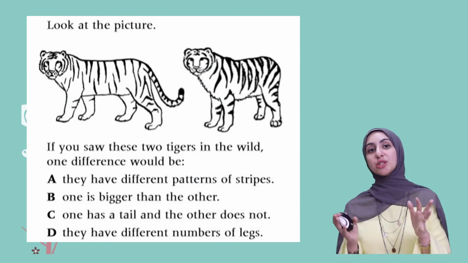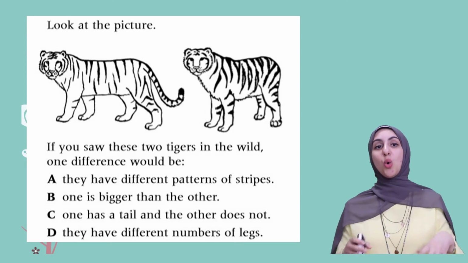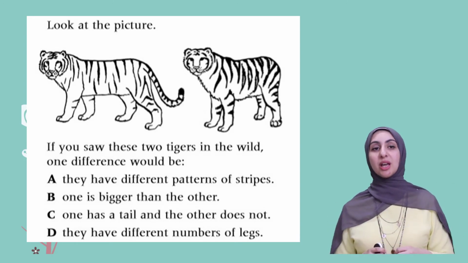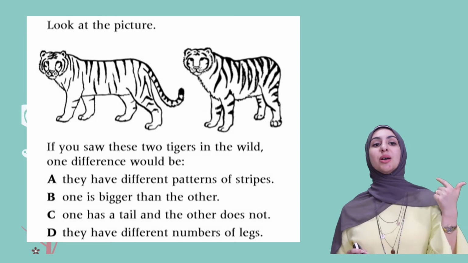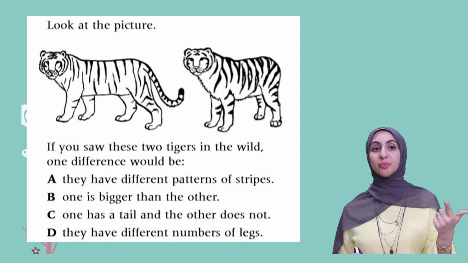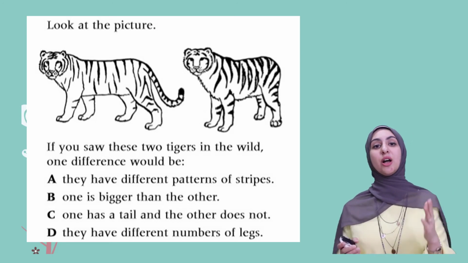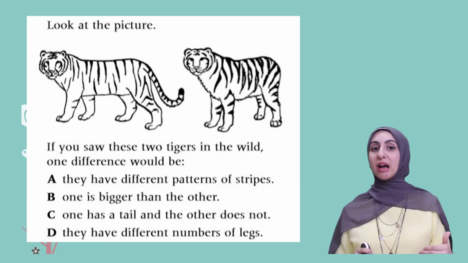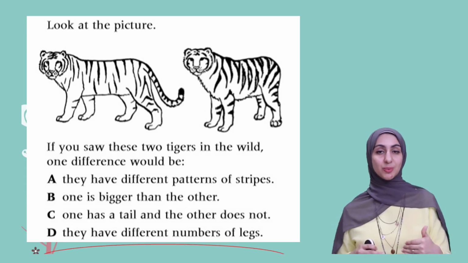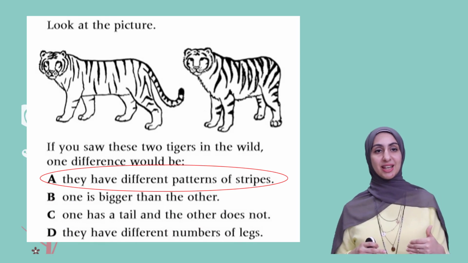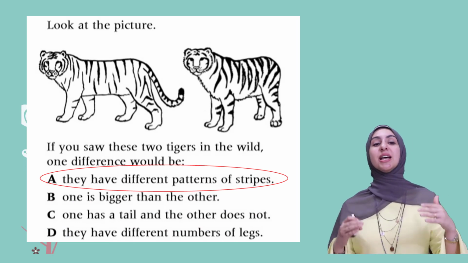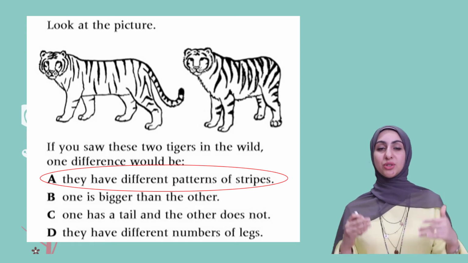Okay, look at the picture. If you saw these two tigers in the wild, one difference would be they have different patterns of stripes. One is bigger than the other, one has a tail and the other doesn't, or they have different numbers of legs. Which one? Yes, choice A is correct. They have different patterns of stripes.